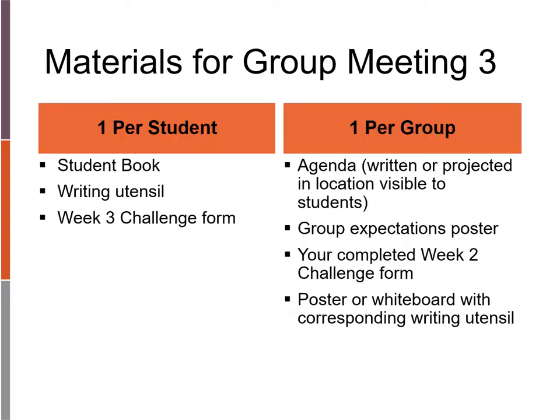For this group meeting, you will need several materials. Every student will need their student book, a writing utensil, and then the Week 3 challenge form for the end of the meeting. You will need your agenda displayed for the group expectations poster, your completed challenge form from Week 2, and a poster or whiteboard with an appropriate writing utensil.